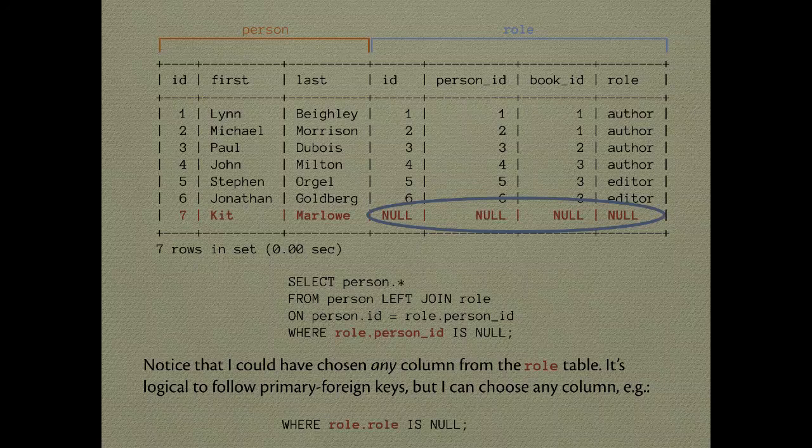So to be perfectly honest, the column that I choose for the where clause is pretty arbitrary. I could pick anything. So I would get the same result if I replaced the where clause with where the role column in the role table happens to be null. I would get exactly the same thing. It's because Kit Marlowe doesn't exist, and so therefore every column in the role table will be null. So I've got my choice there. Any one is good.